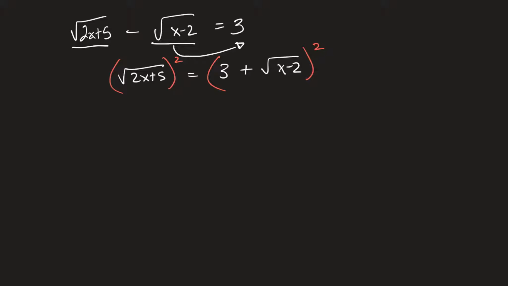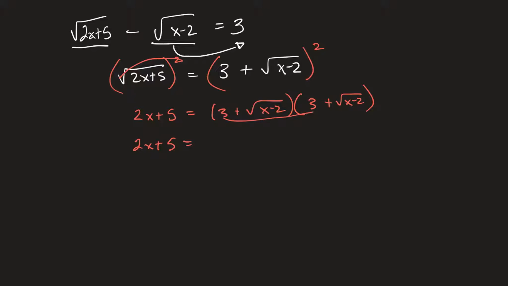On the left side, when you square a square root, they cancel. So that'll just be left with 2x plus 5. On the right side, there's two of those, so I need to write them both out. And then I need to FOIL that. All right, so 2x plus 5 stays here. On this side, 3 times 3 is 9. 3 times that will be a positive 3 root x minus 2. This times this will be another positive 3 root x minus 2.